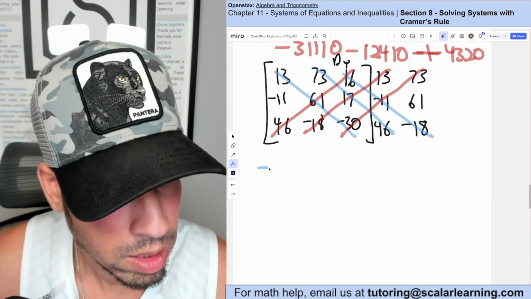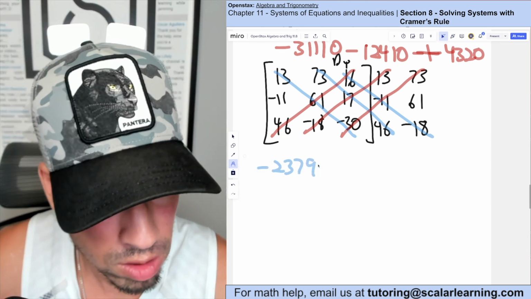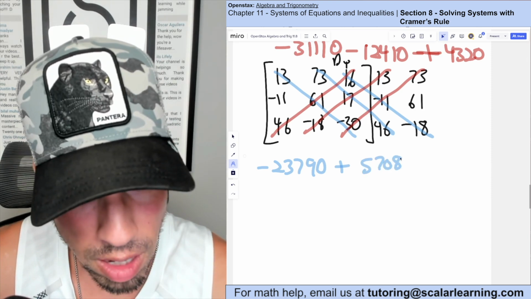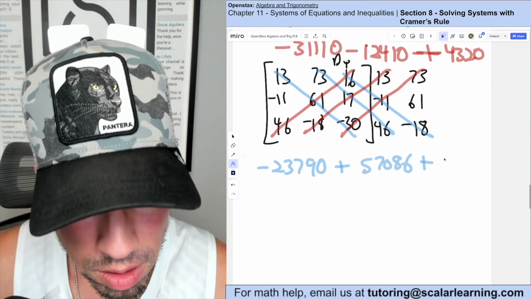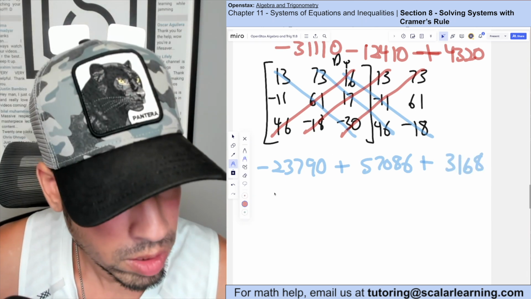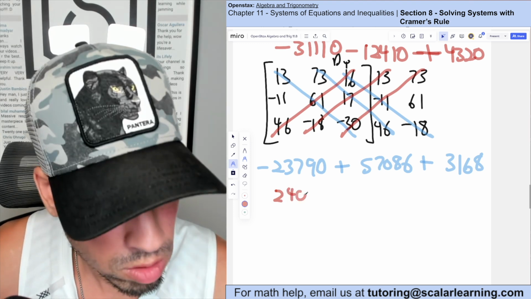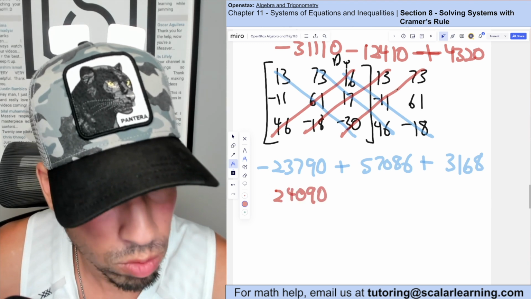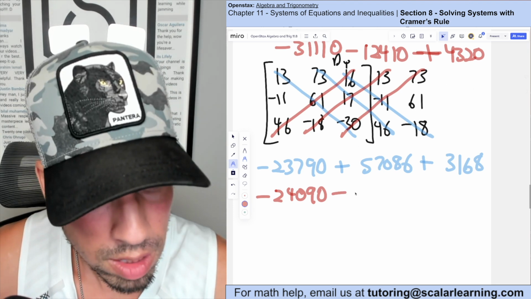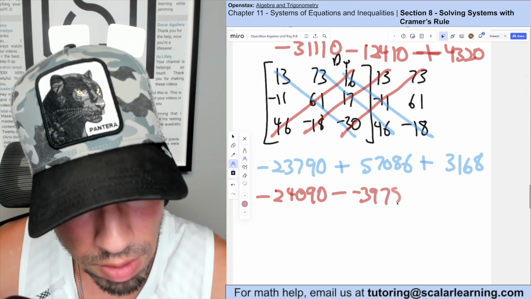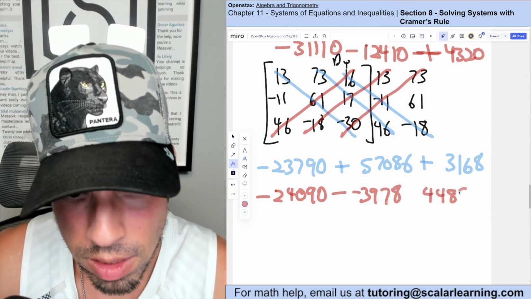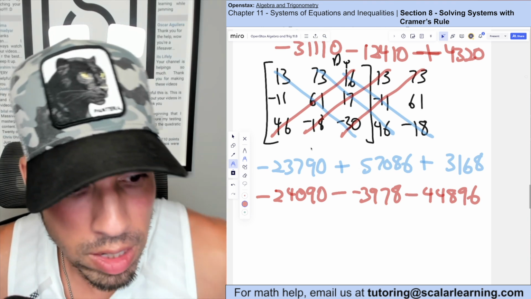So first we get negative 23,790 using a calculator, and then plus 57,086 plus positive 3168. Okay, now let's do the reds. These three give us 24,090. But again, we're minusing the red. So even though that's positive, we're minusing it. And then minus. Then we got negative 3978. And then last but not least, we got 44896 minus. Okay, now let's add them all together.